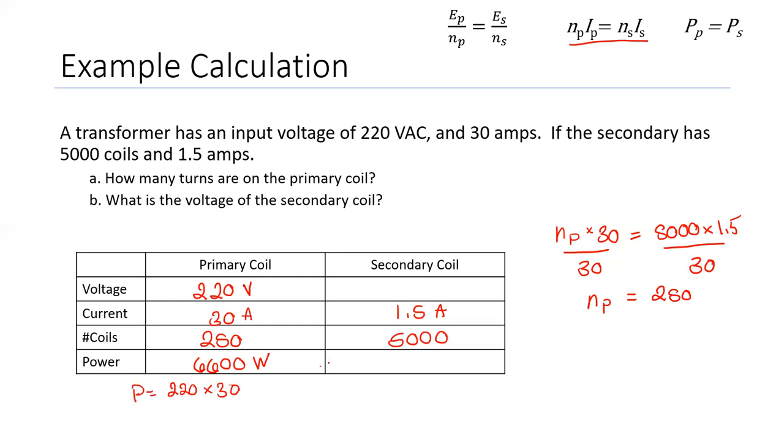Well, we know that it's equal on both sides. So if I want to know voltage, voltage is equal to power divided by current, which is equal to 6600 over 1.5, which will leave us with a voltage of 4400. Let me do a quick math check here. Yes, I left a zero off when I wrote my notes. And that's as easy as it is.